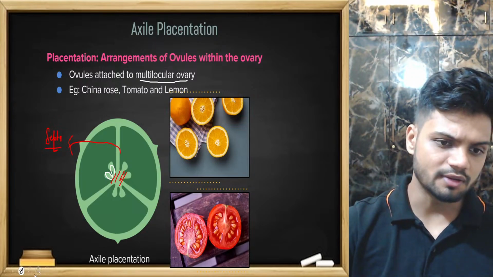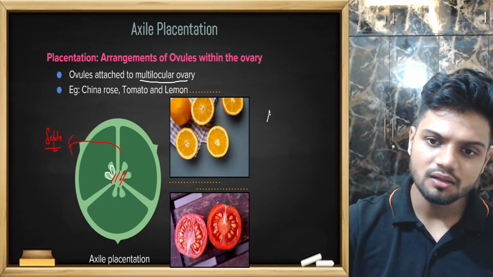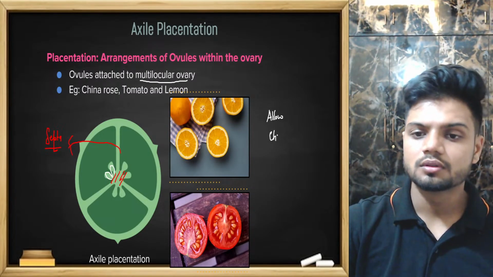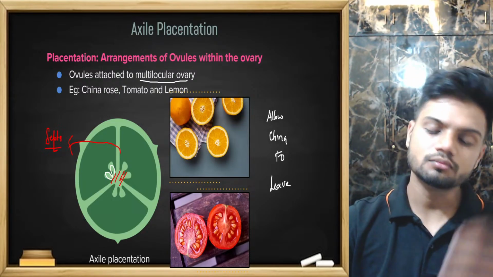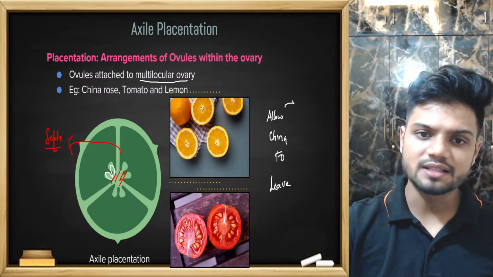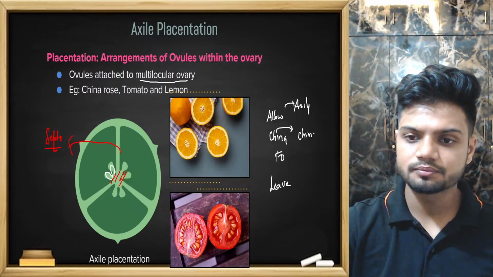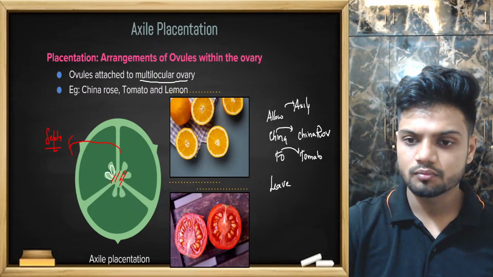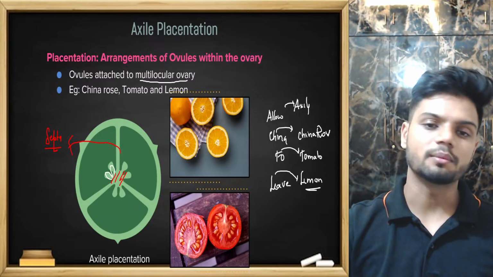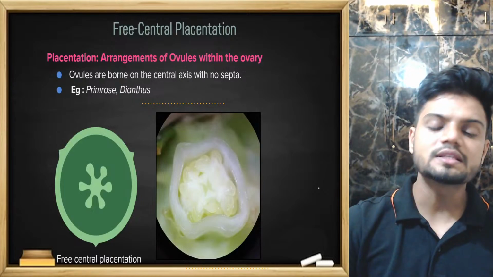What is the trick here? The trick is very simple again. For axial placentation: Allow China to Leave. A for axial placentation, China for China rose, T for tomato, L for lemon. Allow China to Leave, axial placentation. Done.